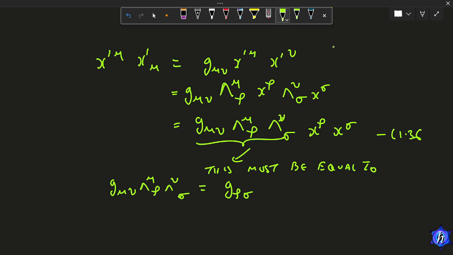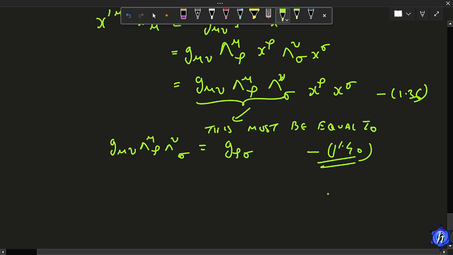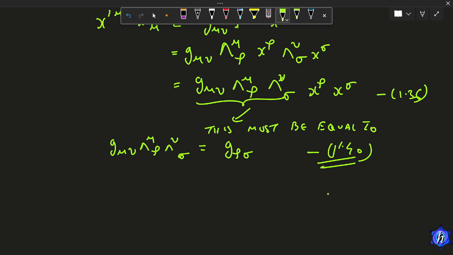So we will call this equation 1.36. For some reason, I don't know why, I mentioned this as 1.40 in my book, so we will keep it, or else I'll just keep hammering the equation number. So in order to avoid this, I'll call this equation 1.40.